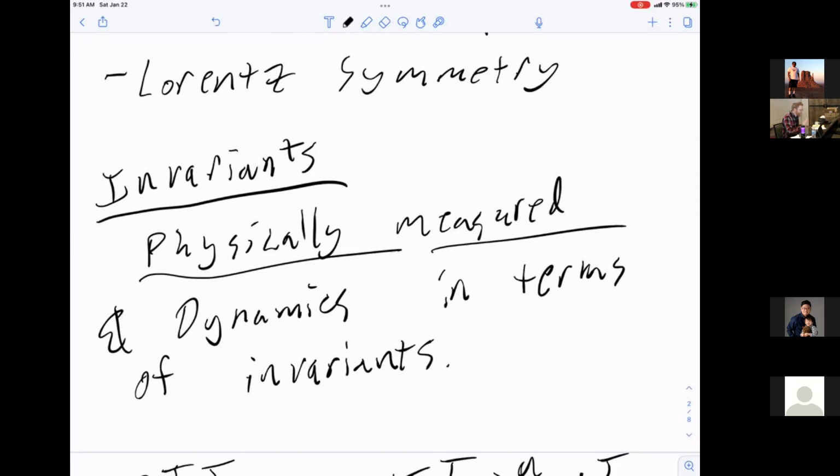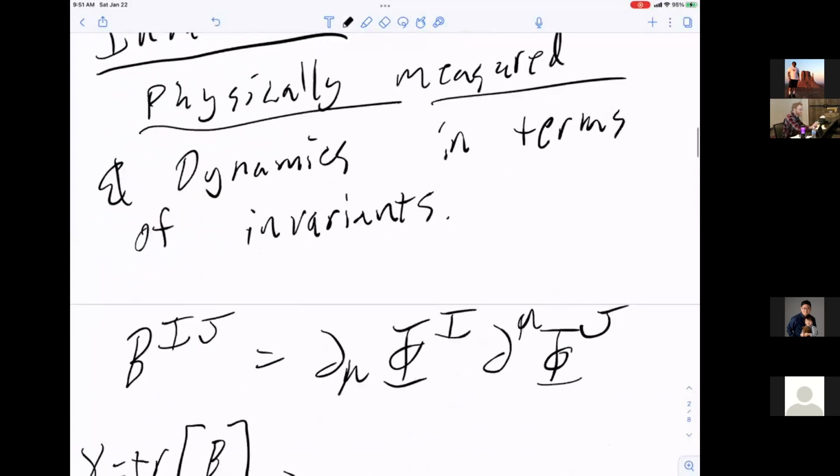So it's not just building the action, but I also need to build a whole host of different invariants other than these local ones, because QCD presents us in nature with non-local objects that we wish to describe. And anything physically measured can't be dependent upon my gauge symmetry.